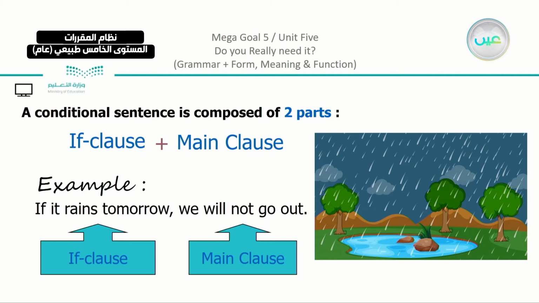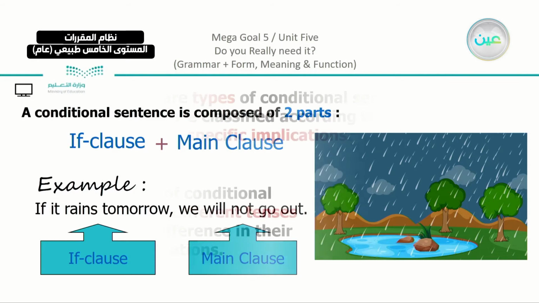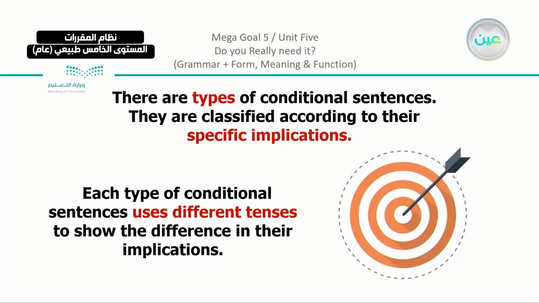For example, if it rains tomorrow, we will not go out. So as a condition, if it rains, present simple. In the future, we will not, or we won't go out. Now there are types of conditional sentences, as I said, and they are classified according to their specific implications.